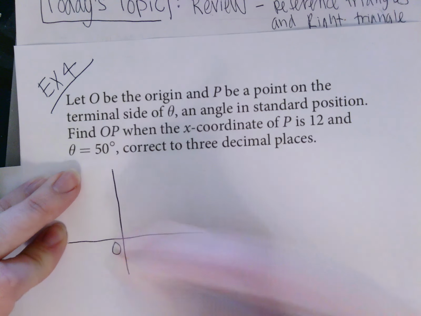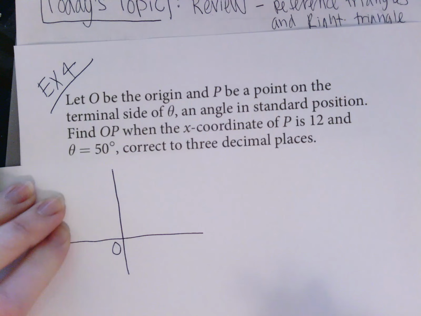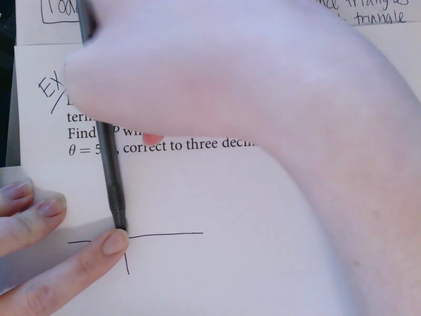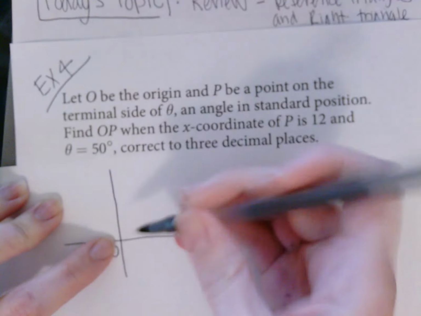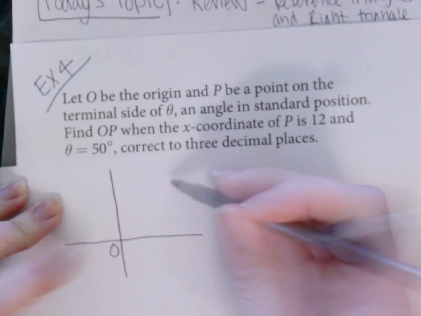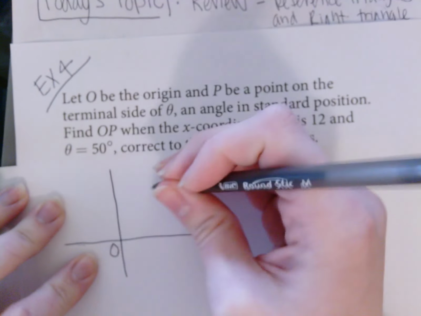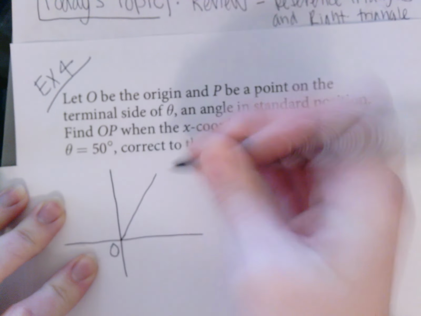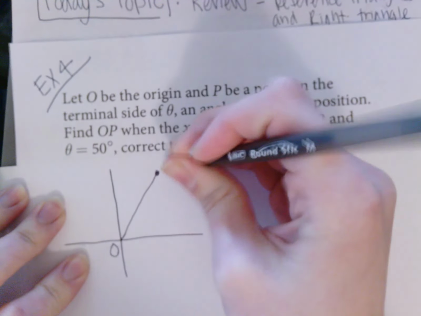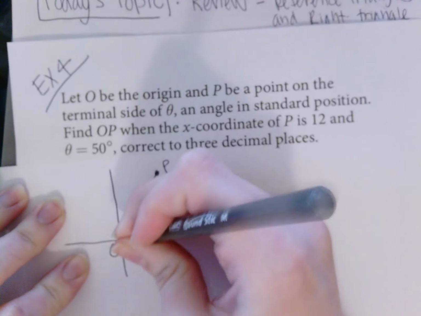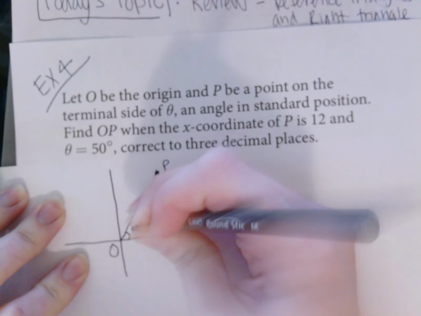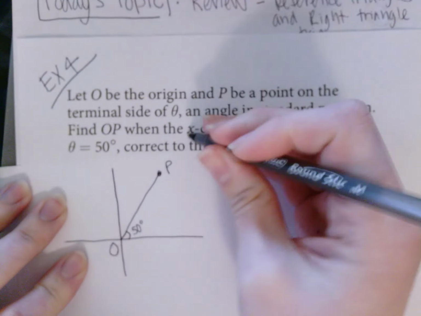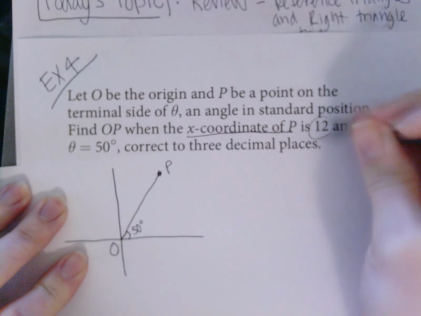All right, here's O, the origin. Theta is 50 degrees. Well, in standard position, here's 0 degrees. Here's 90 degrees. 50 is between them. So P is going to be in quadrant 1. So I'm going to say that maybe about that is a 50-degree angle. And here is P. And I'm going to label this 50 degrees. That's my theta. They gave me that the x coordinate is 12.